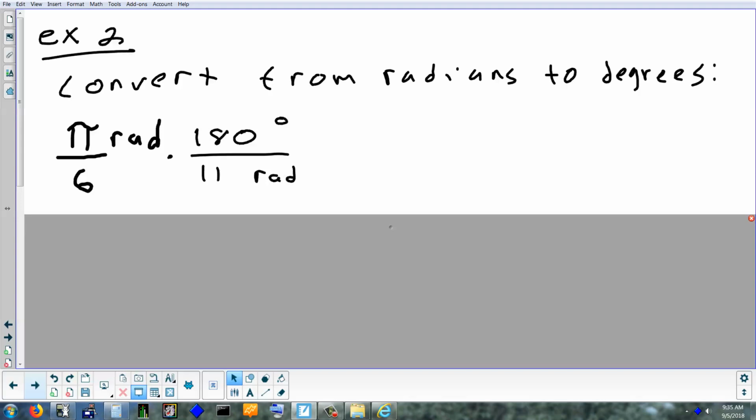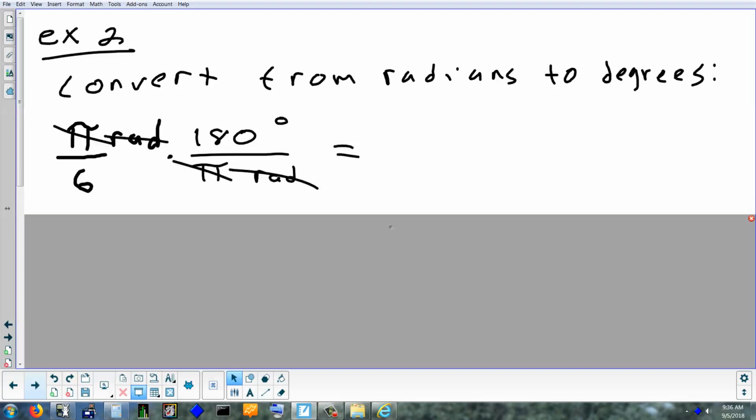Pi. Now, before I multiply, Christian, what cancels out there? Radians. Radians cancels. Anything else? Pi cancels. So all I'm left with is 180 divided by 6.